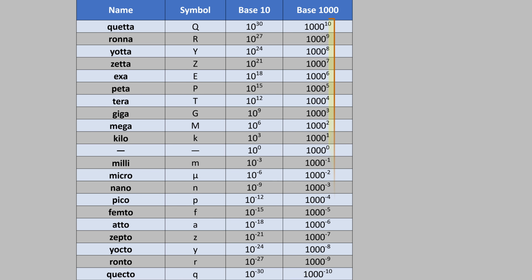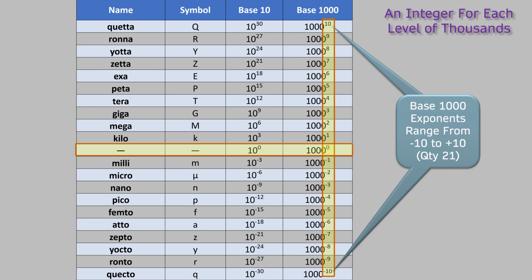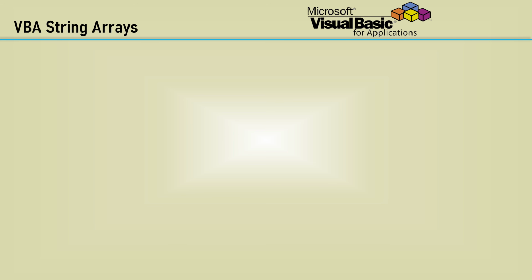The base 1000 exponents range from minus 10 to plus 10, making a total of 21, having 0 power in the middle, which is 1 and has no prefix. There's an integer for each level of thousands. We can take full advantage of the VBA string arrays to accomplish this. You're not going to believe how easy this is.